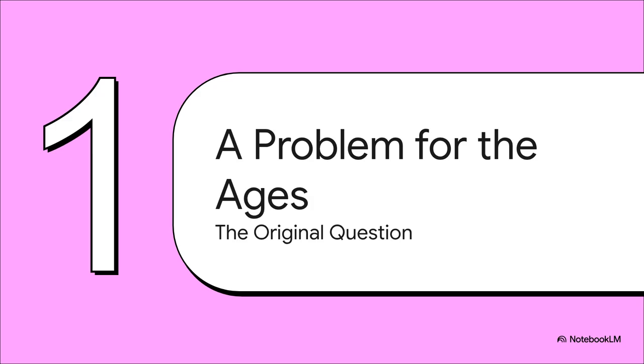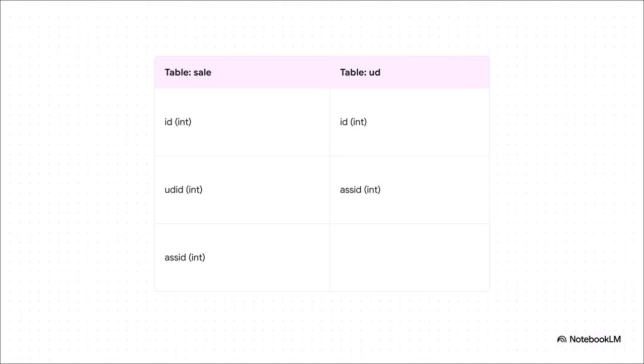To really get this, we gotta go back, way back. Our story starts in August of 2009. A user by the name of Ant Swift posts a question. He's got a classic database problem, and he needs some help. Okay, so here's the setup.